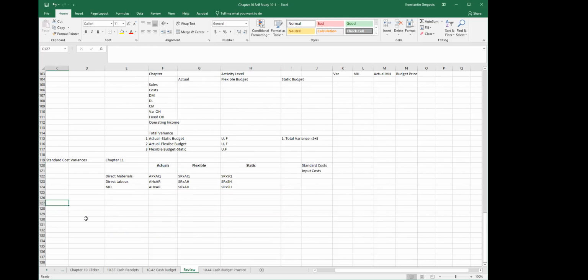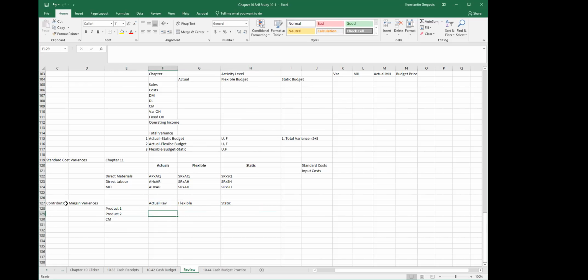So then we're going to do contribution margin variances. Same thing, we're going to have contribution margin, a little bit different here. So we're going to have product one, product two, and contribution margin. And then we're going to have actual revenue. We're going to have flexible and static again.